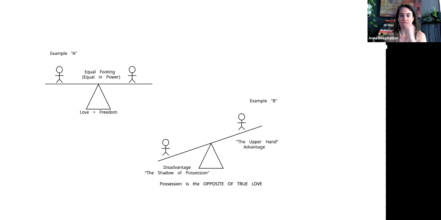Now, when you step over into the world of unequal footing, where there's upper hands, disadvantages, what really is going on is the person over here has more power than the person over here, who has less power. We call this a power appraisal. Power appraisal is amazing once you understand how it works. We're going to talk in a moment more about power appraisal, but I want you to just sit it here for a minute. When you have more power, that person has the advantage. And when you have less power, that person is at a disadvantage.